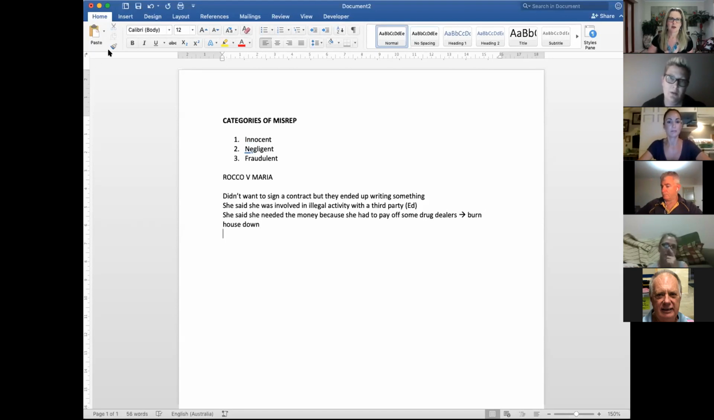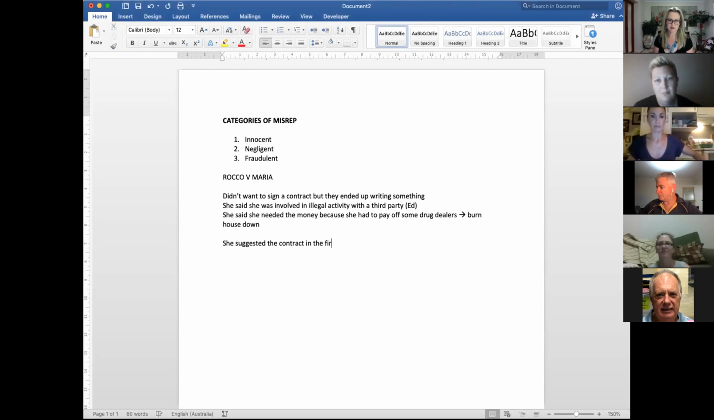Okay, can I just throw a point out there on that? With the signing of the document, he's the one handing over the cash and saying he didn't really want to sign anything. He was happy to give it to her. And she's the one saying, no, we should put this in writing. I want to sign something. So if her story is true, then maybe it could turn out to be innocent as well. Possibly. She suggested the contract in the first place.